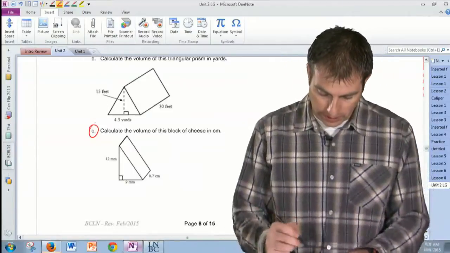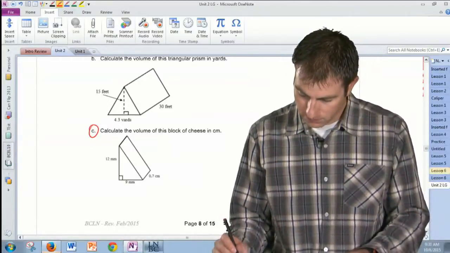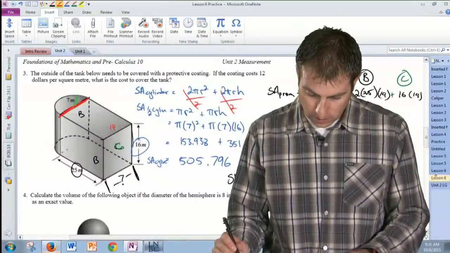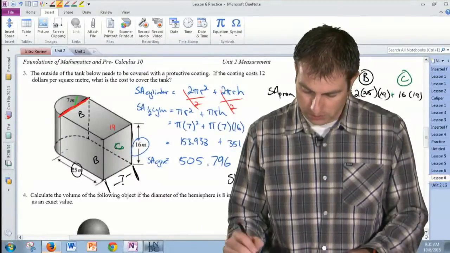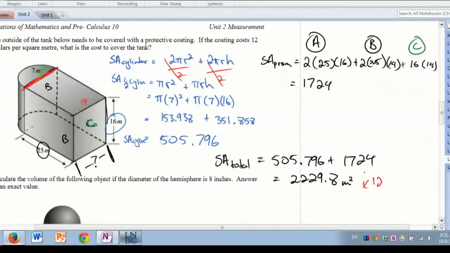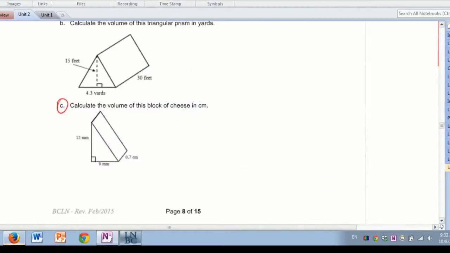Did I skip the paint answer to the last one? If the coat costs $12 per square meter, so we just multiply this by 12. And that should give us our answer. Hopefully, if you've made it to the surface area, the $12 per square meter will be an easy part. So if you can manage that on your own, that would be excellent.